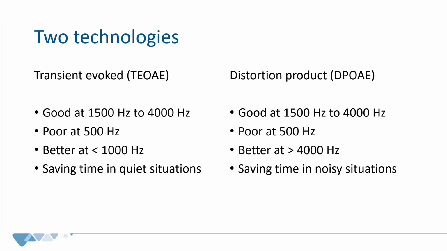DPOAE is definitely saving you time when you measure in a noisy environment. In a noisy environment, you immediately affect a big range of the frequency range with TEOAE, but in DPOAE, the noise is only a disturbance if it is around either the stimuli or the frequency where you're measuring. It means that it's less vulnerable to noise. And that's actually the reason why I like distortion products slightly better than TEOAE.